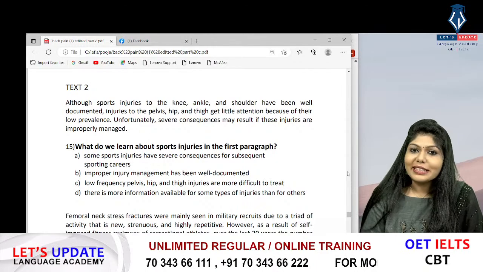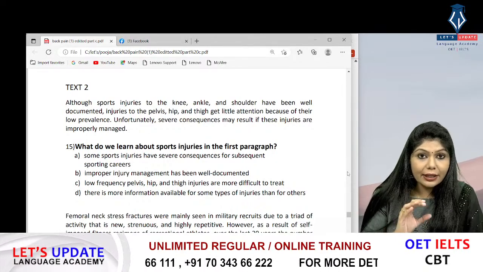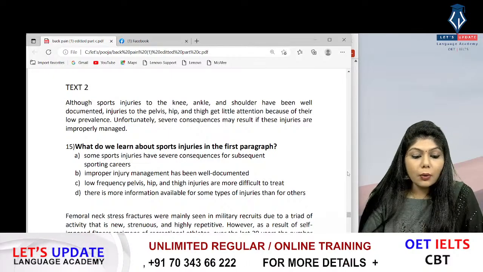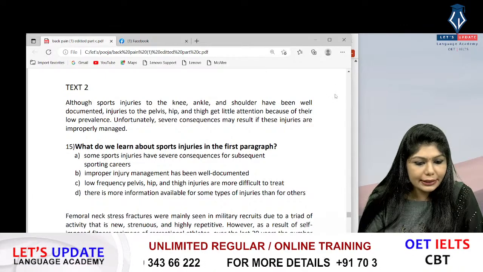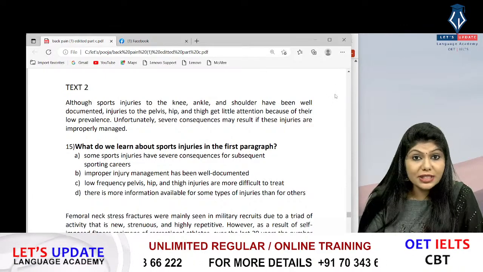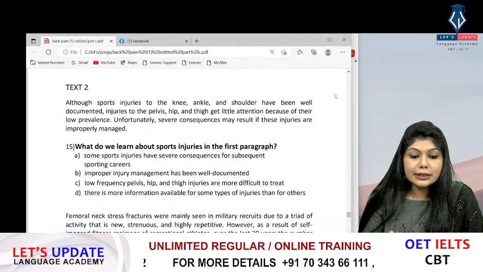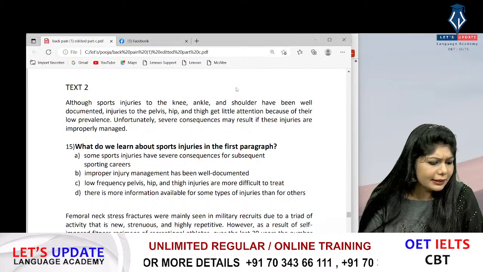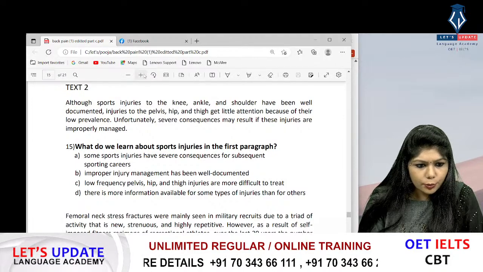As you can see on the screen, you can see the very first paragraph and the question. The question is, what do we learn about sports injuries in the first paragraph? I hope this is visible and clear to you. If you want, I can zoom in more, but I think this is visible. I can zoom in a little bit more.